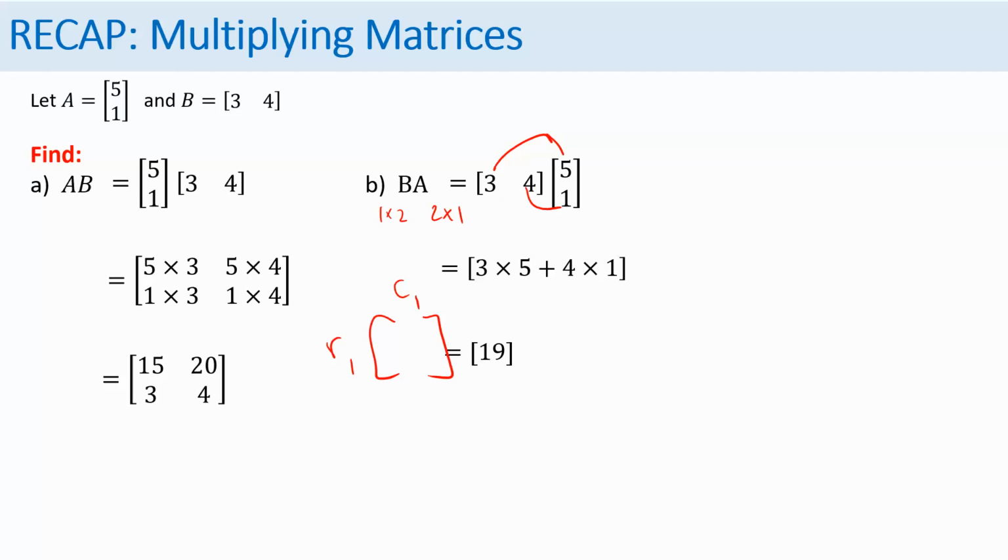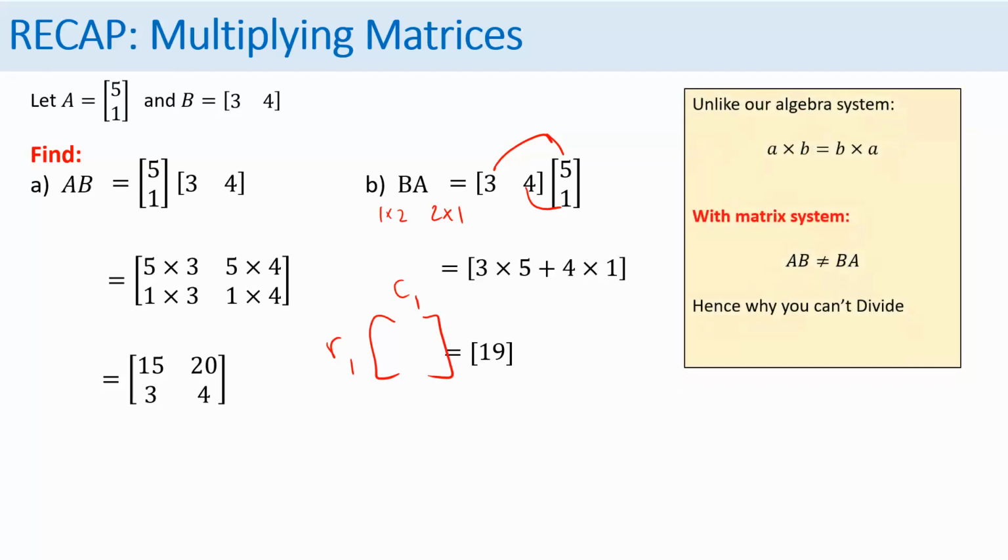Okay? Now, the only thing I wanted to mention in this slide was for you to understand, it's not like your algebra system or your number system, where A times B is the same thing as B times A. Okay, because those are numbers. 2 times 3 and 3 times 2 are the same, even if you switch it. But for matrices, it will not be the same. AB does not equal BA. And this is why division doesn't work.